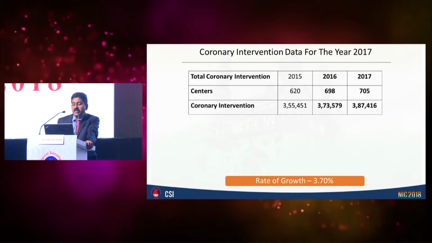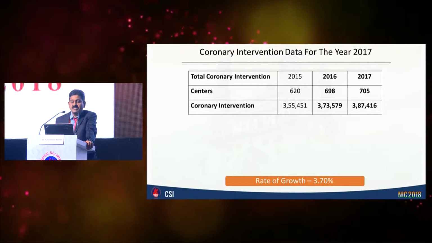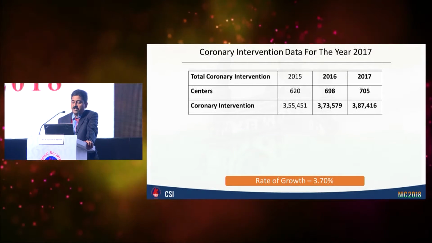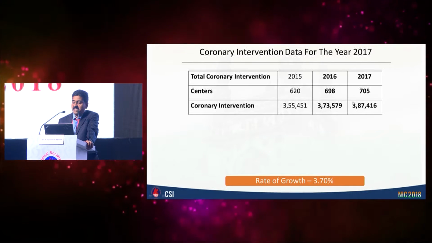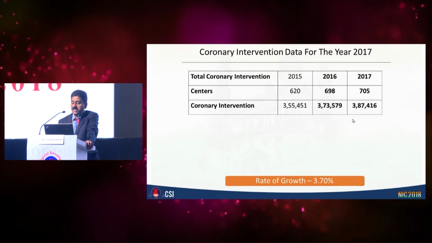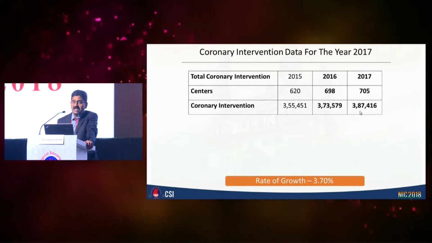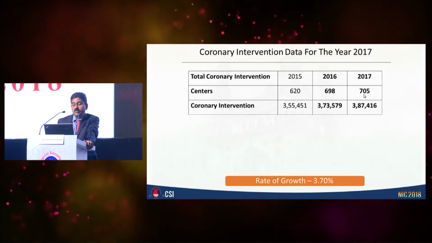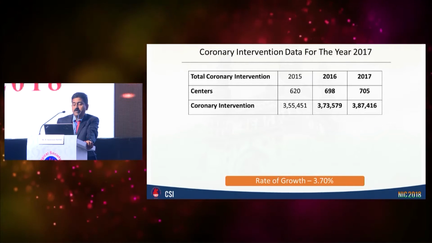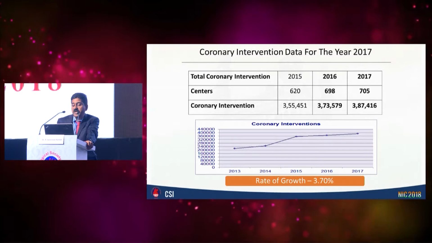Then coming to the rate of growth from 2016 to 2017, for those 705 centers, I thought the number should have gone up further, but it is about 3,87,416 interventions. The rate of growth is 3.7%. Probably it would have gone up more, but about 40 centers got closed. So numbers which were supposed to increase by about 10% grew only about 3.7%. That's the coronary intervention growth.